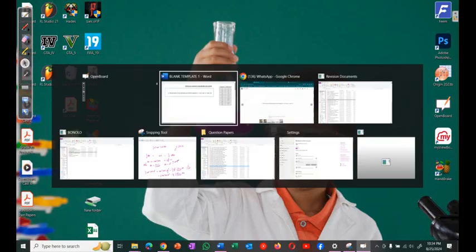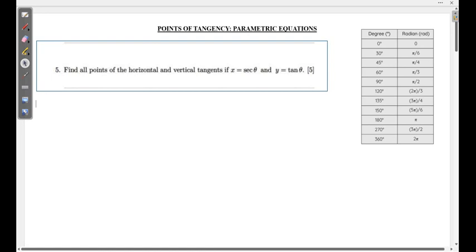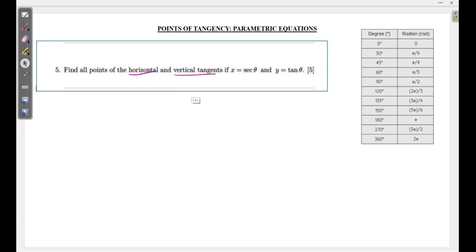Alright, so I'm going to try and explain this as quickly as I can. Here's a question asking us to find all the points of the horizontal and the vertical tangents if x is this and y is that. These are parametric equations, because it's a function defined by this variable, another function defined by the very same variable. So your parameter is theta there.